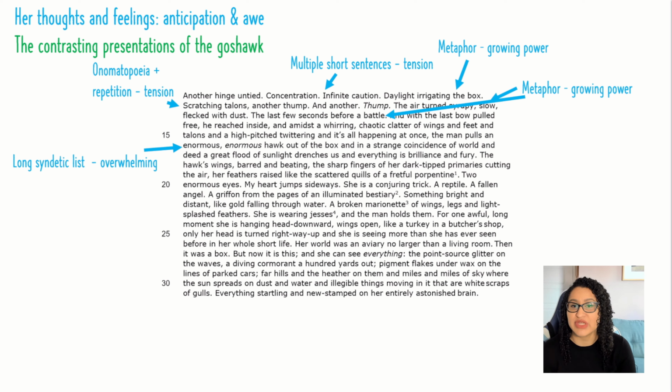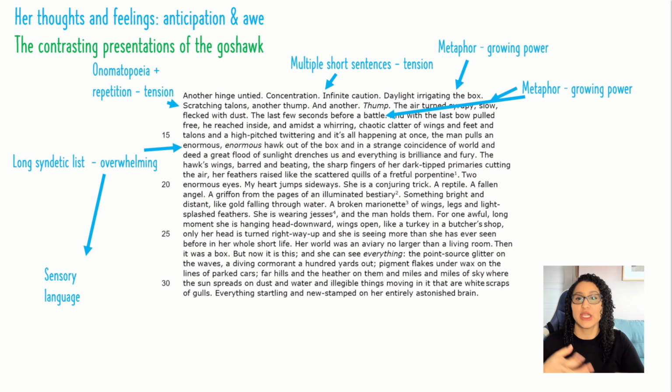So the first thing I want to talk about is the sensory language going on in this line. So you've got the whirring, the chaotic clatter, the high-pitched twittering, lots of different sounds and movement all happening, as she says, all happening at once, that create the feeling of this being incredibly high energy movement. You also have that tricolon of wings and feet and talons. And again, the effect of making that tricolon also a syndetic list is that overwhelming feeling of all the different parts of the bird coming out all at once.